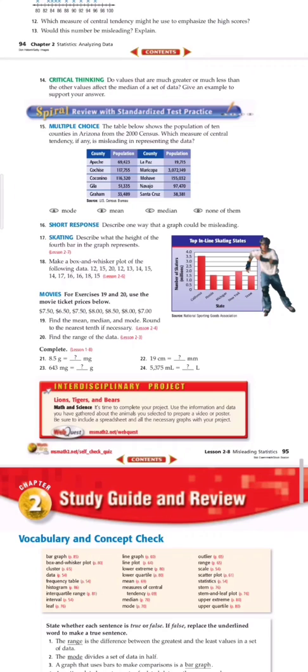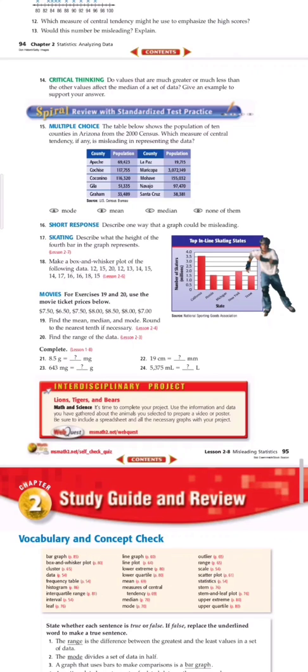16. Short response. Describe one way that a graph could be misleading. 17. Skating. Describe what the height of the fourth bar in the graph represents. 18. Make a box and whisker plot of the following data: 15, 20, 12, 13, 14, 15, 14, 17, 16, 16, 18, 15.